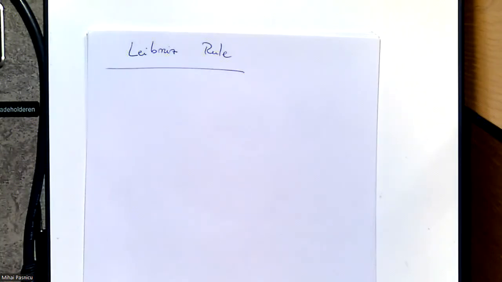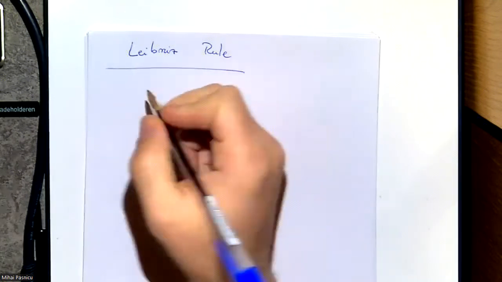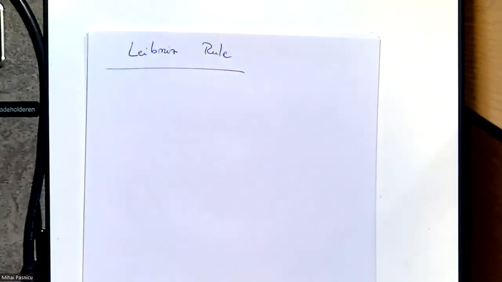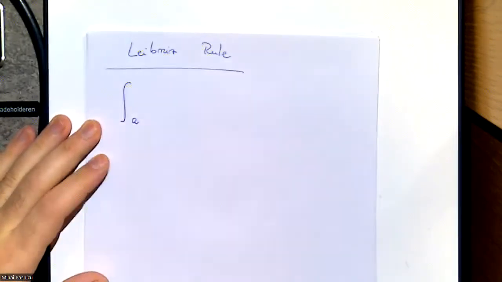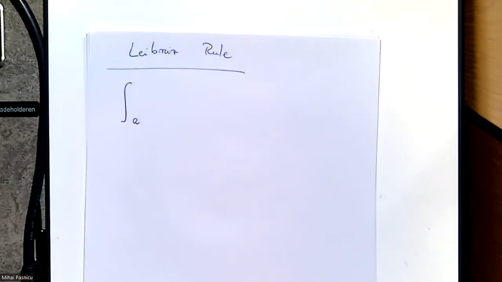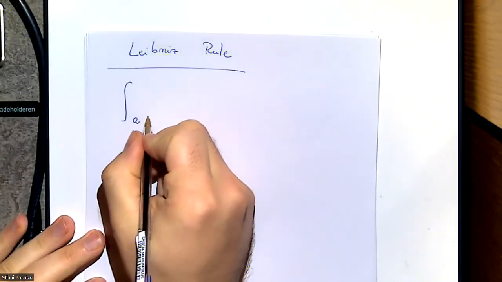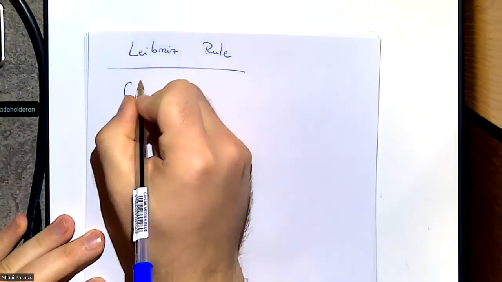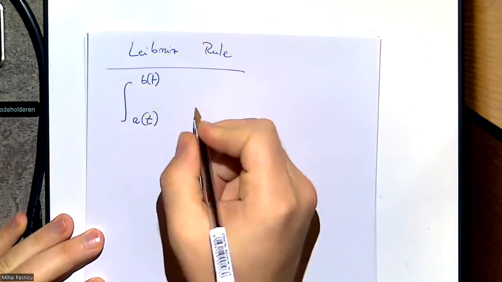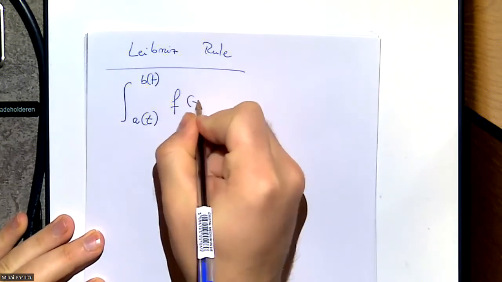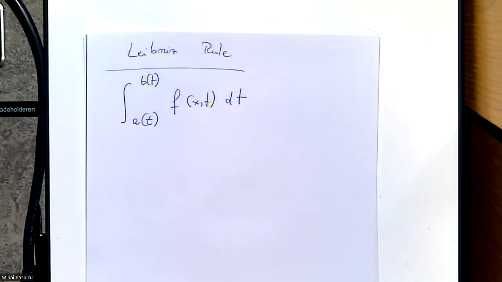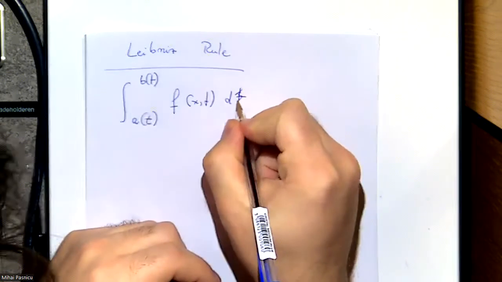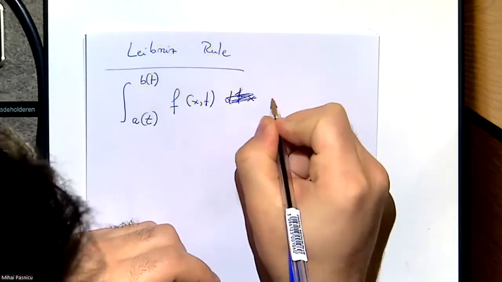The idea is, it's a theorem for taking a derivative of an integral. But what type of integral? Integral type A(t) to B(t) of f(x, t) dt. No, dx, sorry.